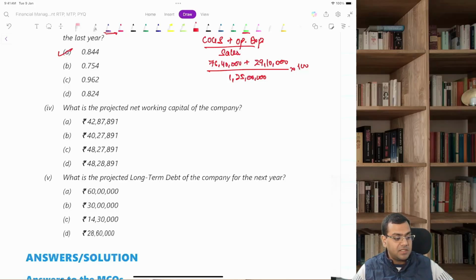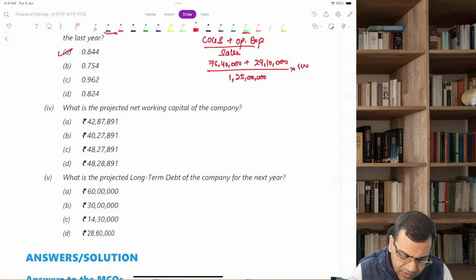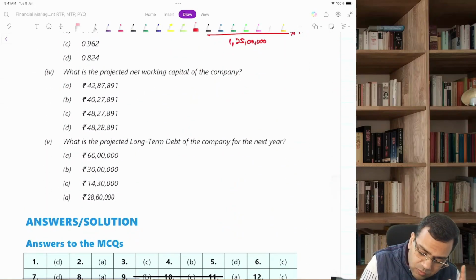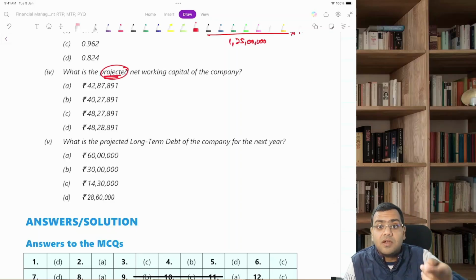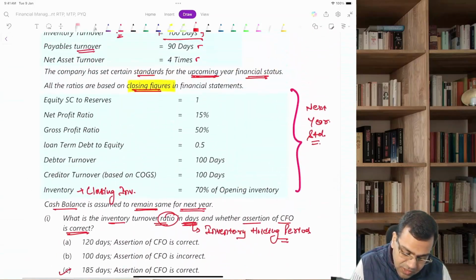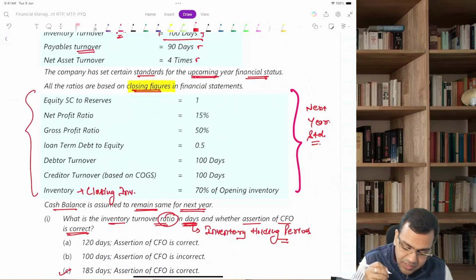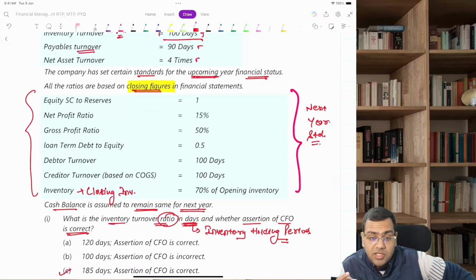Net working capital, sir. How can we find out? For net working capital, what do you need? You need the value of inventory, you need the value of debtors, you need the value of creditors, you need the value of cash, isn't it? So from there you can find out your working capital. Yes, sir. Let's try to find out. Now, see here, what is the projected net working capital? Projected net working capital means we are talking about the next year. That means now we are going to focus on this particular part, the next year projections.